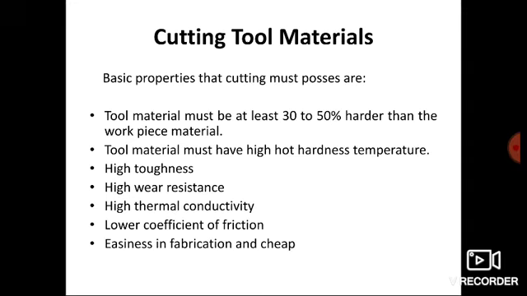Then a lower coefficient of friction, as there is friction between the cutting tool and the workpiece, but the cutting tool should offer low friction. Then easiness in fabrication and cheap. So the cutting tool material should be cheap, because if it is costly, then the cost of production will increase, and ultimately the cost of the product will increase. And easiness in fabrication, so you should be able to fabricate it easily. So these are some properties that the cutting tool material should possess.